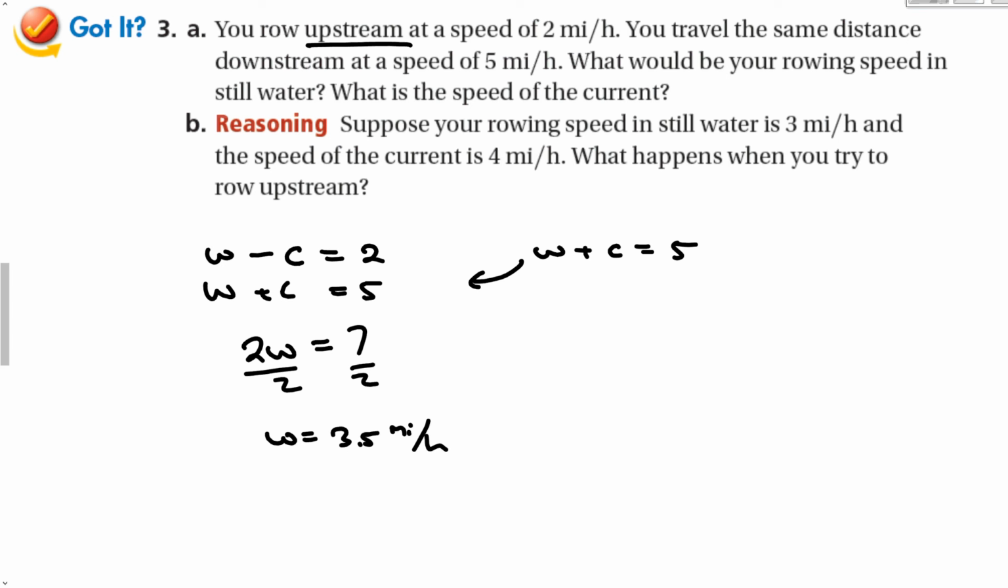And the current, let's use the positive one again, this one right over here. So that's 3.5 plus the current is equal to 5. Subtract it off. And the current is equal to 1.5 miles per hour. And usually with a good current problem like this, the speeds are going to be much closer than with an airplane and the wind speed.